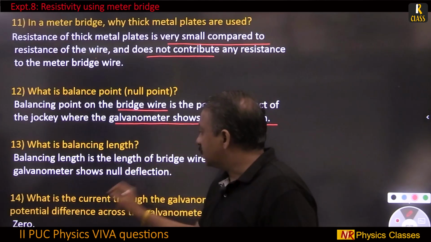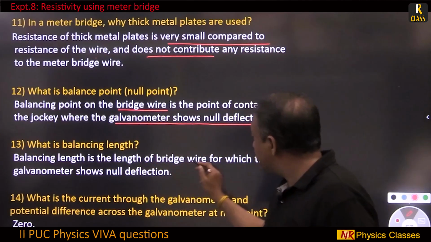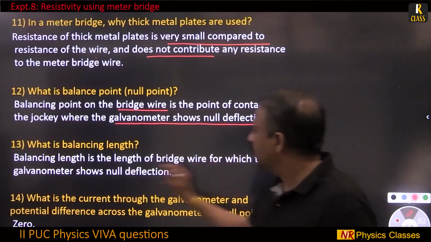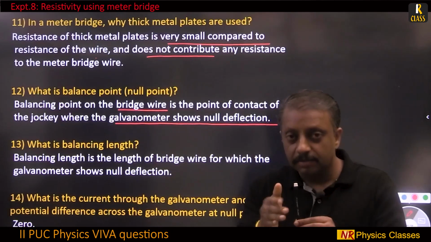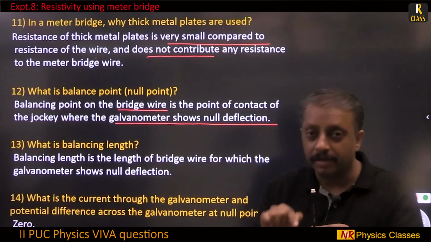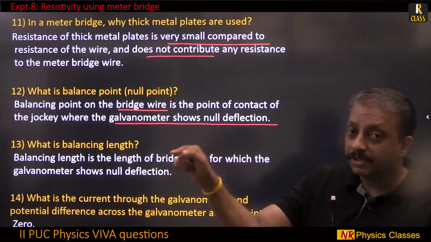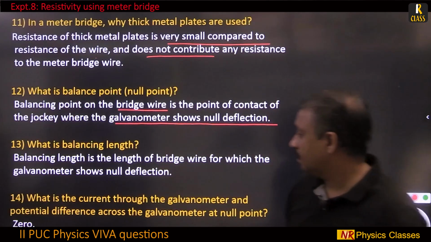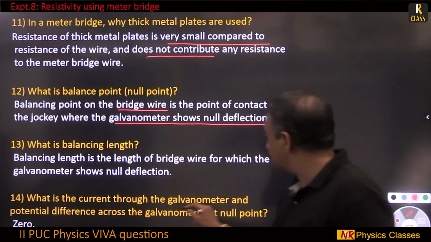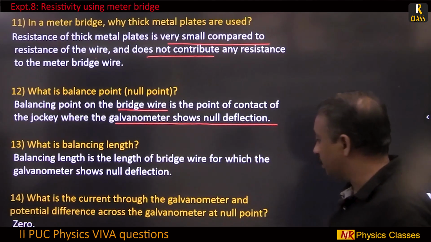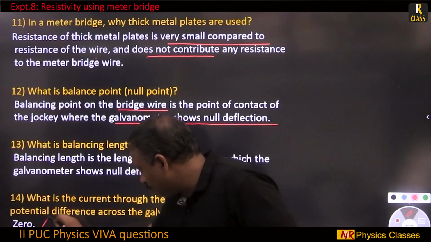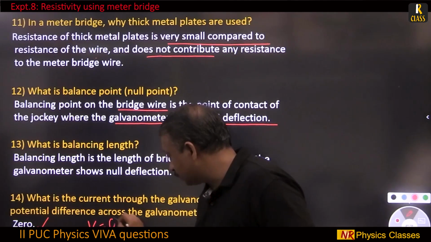What is balancing length? Balancing length is the length of the meter bridge wire for which the galvanometer shows null deflection. What is the current through the galvanometer and potential difference across the galvanometer at null point? Current is zero, potential difference is also zero.